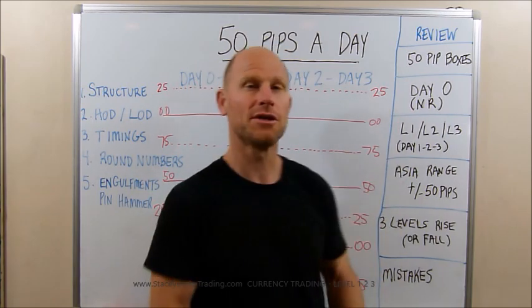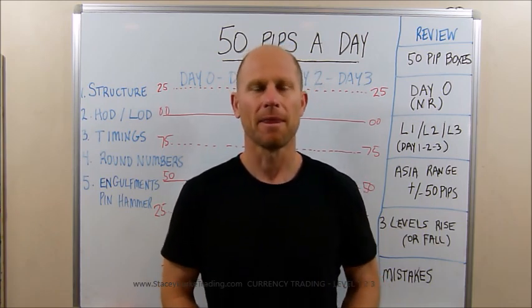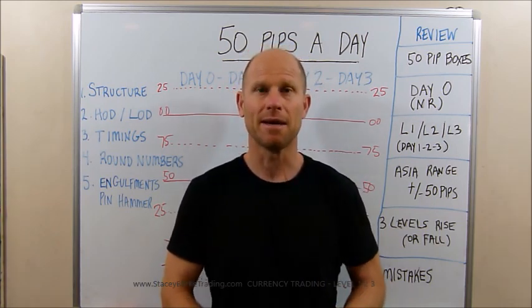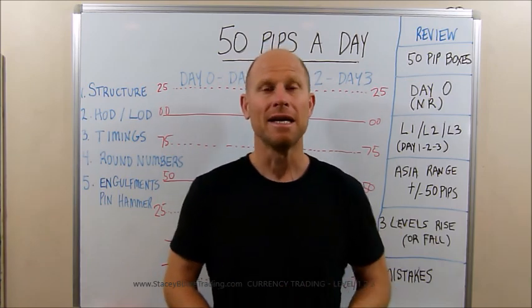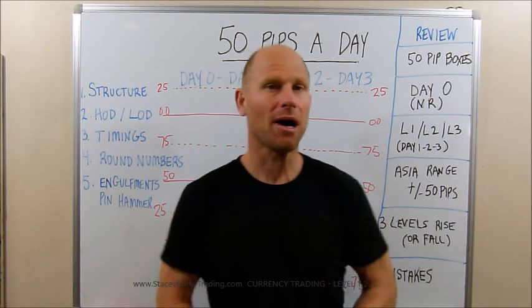Today we're going to review level 1, level 2, level 3. We'll talk about day zero again, the narrow range days. We're going to look at yesterday's trades and break them down. A couple of questions again about the M's and W's. We're going to talk about 50 pip boxes in Asia.